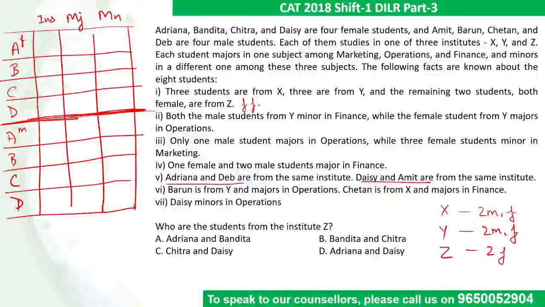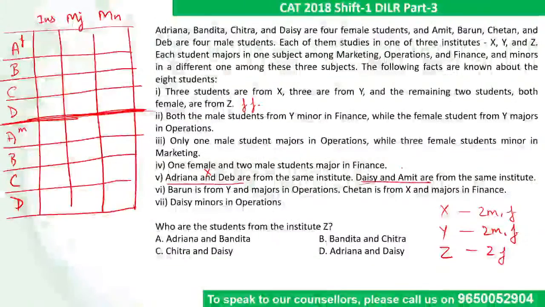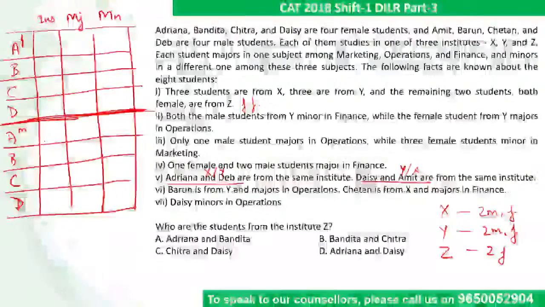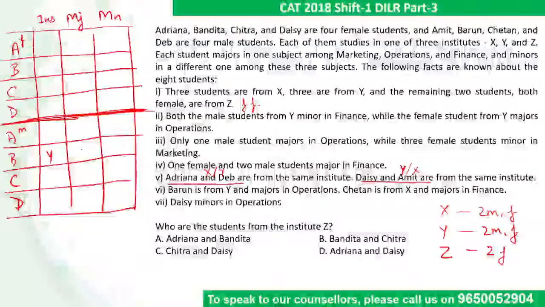So Adriana and Dave, male and female, right? And the same with Daisy and Amit, they are male and female. So one of them is from X, one of them is from Y, and vice versa. Either both are from X or both from Y, and similarly for the other pair. Barun is from Y and majors in operations. Chetan is from X and majors in finance.